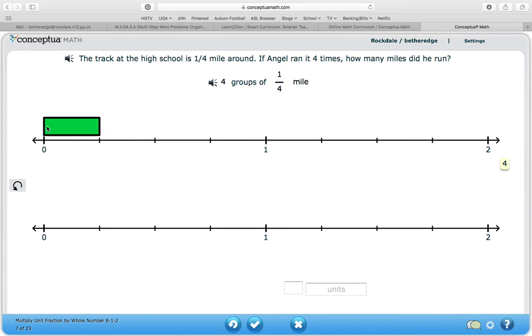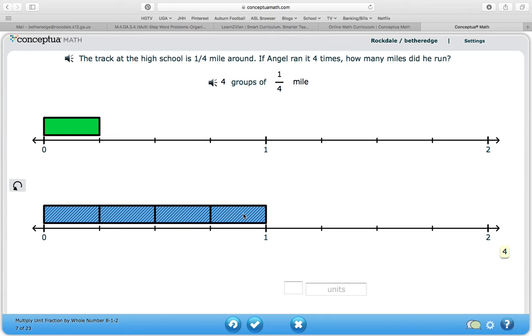They've done the first part for us. They're showing me 1/4, 1 out of 4. I need to make 4 groups of 1/4. So I'm going to drag this green bar down until I have 4 groups. Look at my number line. It fills in 1 hole. So 4 times around means Angel ran 1, I'm going to grab the singular, 1 mile.